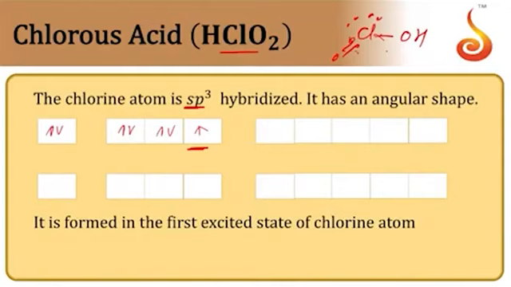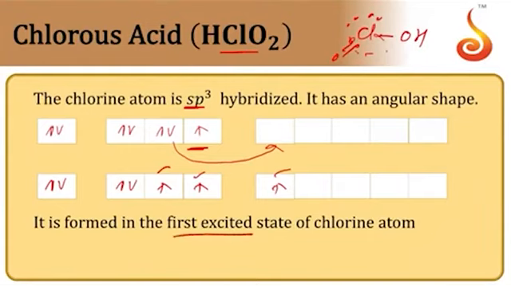One of the p electrons moves towards the d orbital. So the configuration now has 3 unpaired electrons present, therefore it forms 3 covalent bonds, as in the case of HClO2. So HClO2 forms in the first excited state of the chlorine atom.